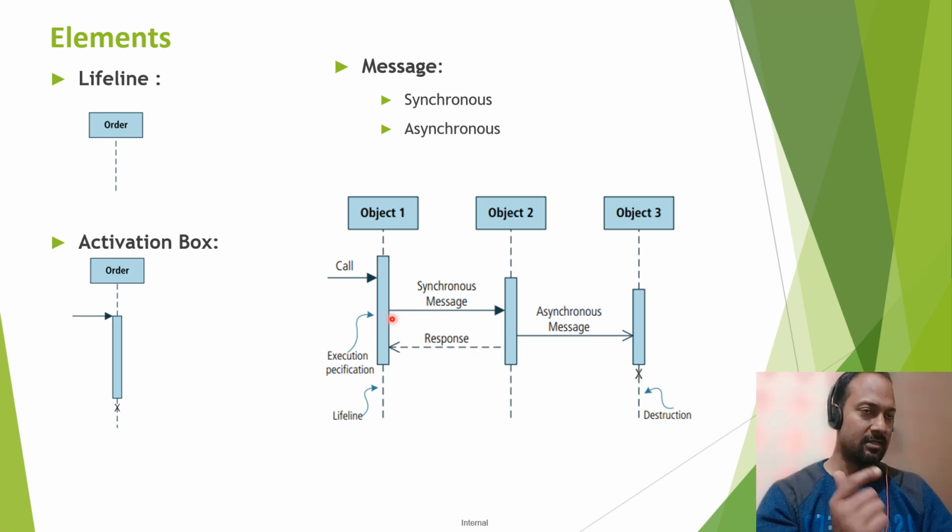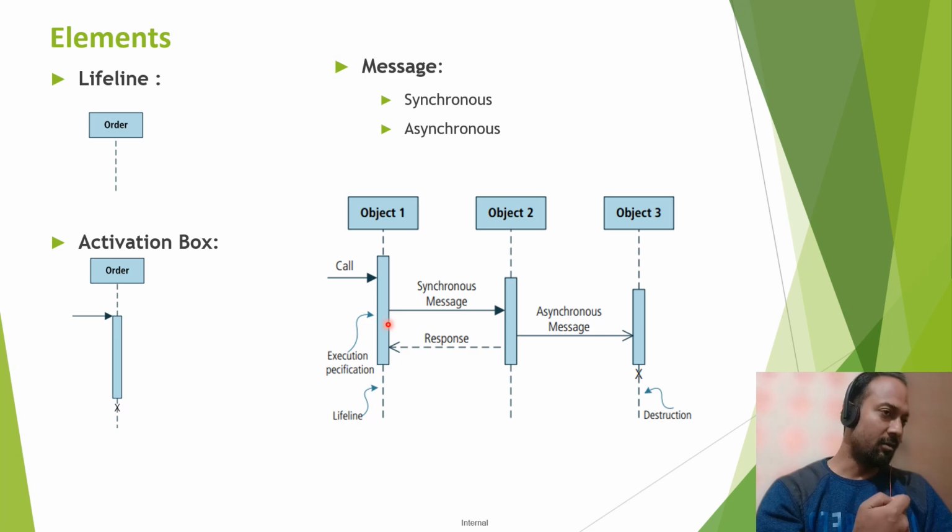Object 1 sends the message to object 2, but object 1 cannot send another message when we say synchronous message. Object 1 can only send the next message when object 2 sends back the acknowledgement of the first message sent by object 1. So a synchronous message always waits for the acknowledgement from the second object in order to send the second message, right? That is followed by the acknowledgement, which is also known as the response. You can see here, right?